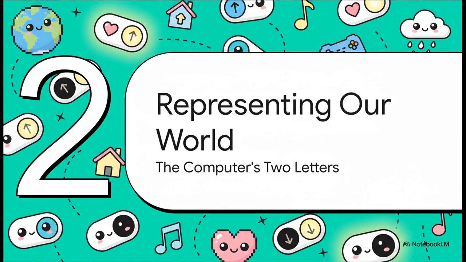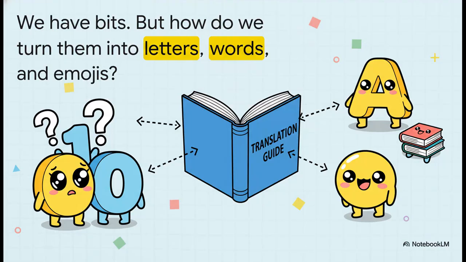All right, so we've got billions of on and off switches. Cool. But the next massive question is, how in the world do we get from a simple switch to representing the incredible complexity of our entire world? Yeah, think about it. How do you write a novel or send a text message with that perfect emoji using only 1s and 0s? Well, you need a translation guide, right? Some kind of dictionary that connects the computer's super simple language to our rich, complex one.